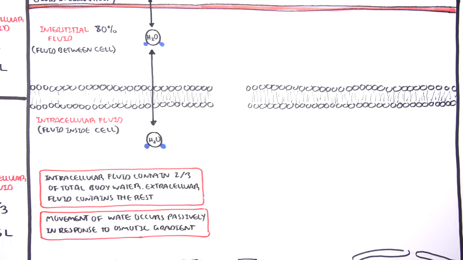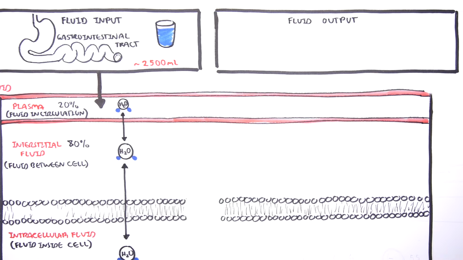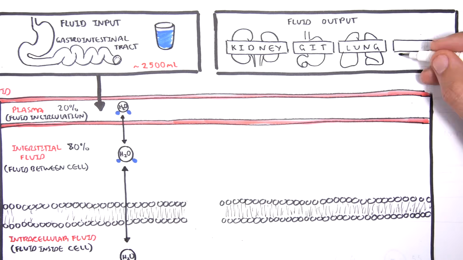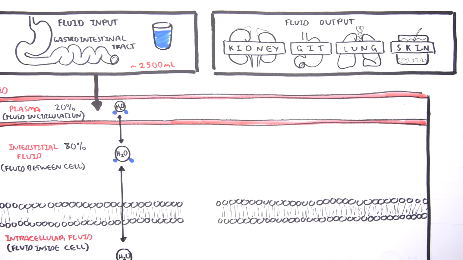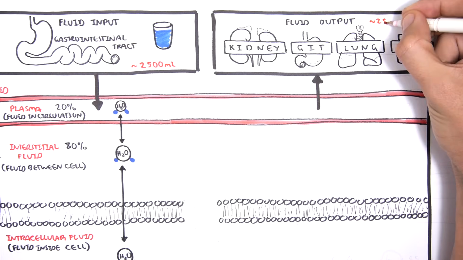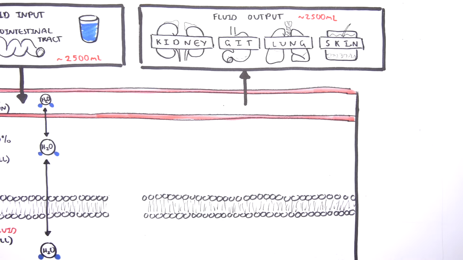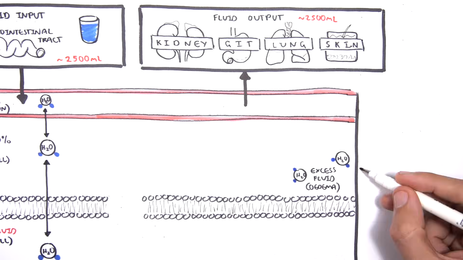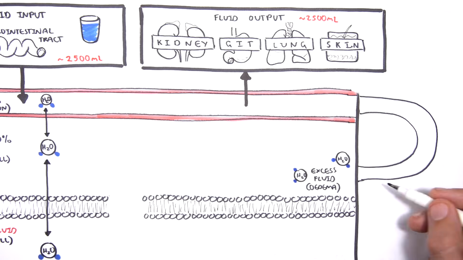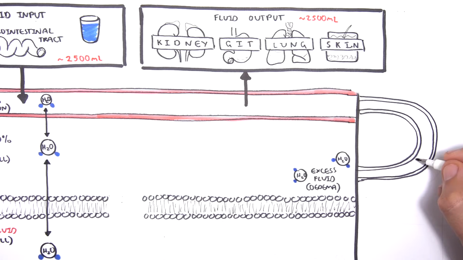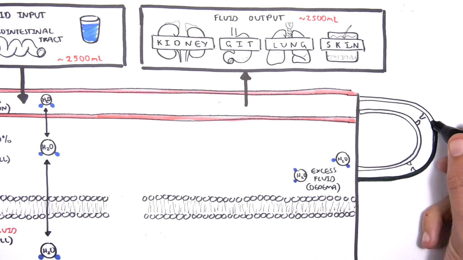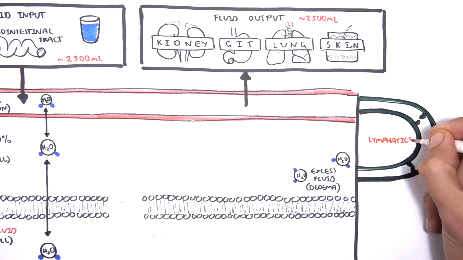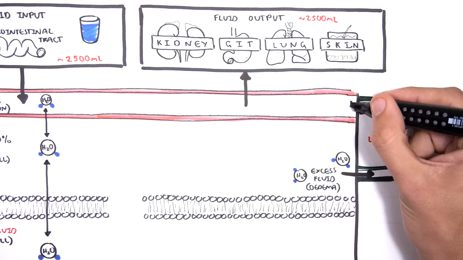We talked about fluid input through the gastrointestinal tract. Fluid output occurs through other routes: the kidneys, the gastrointestinal tract, the lungs, and the skin. You lose about 2,500 mL of water each day. Sometimes fluid accumulates in the interstitium, for example, due to disruption in solute concentration across the plasma and the interstitial space. The body has ways to fix this, and this is through the lymphatics. Fluid may also travel from the interstitial space to the plasma through the lymphatic vessels that drain into the venous circulation.